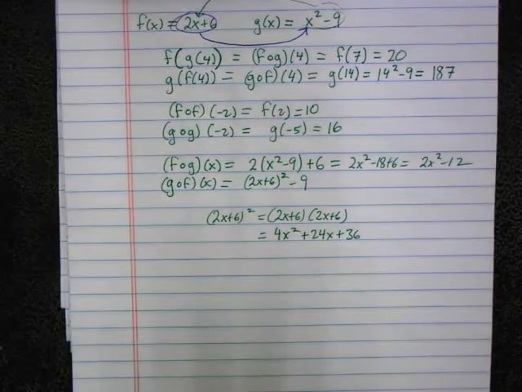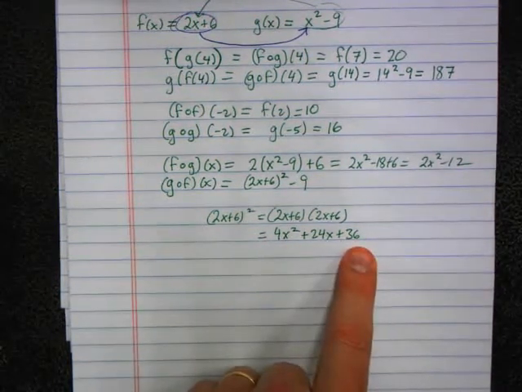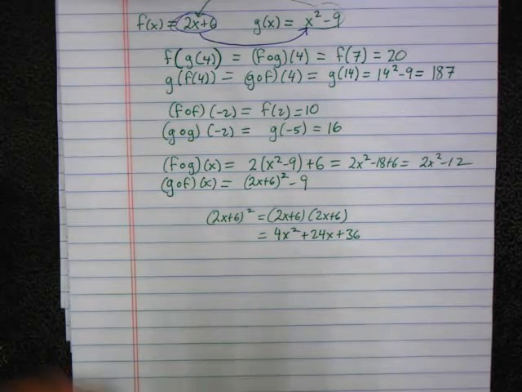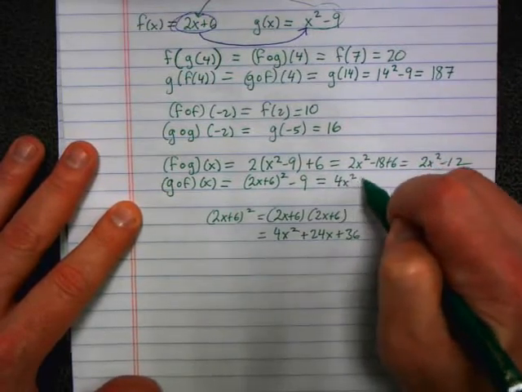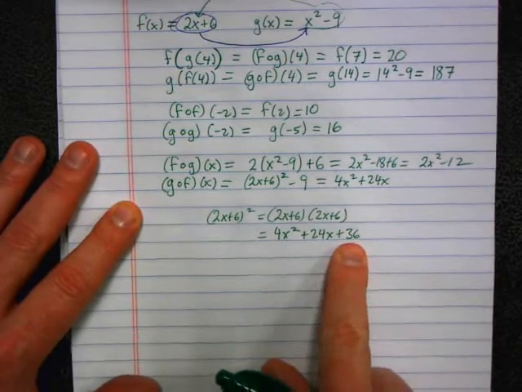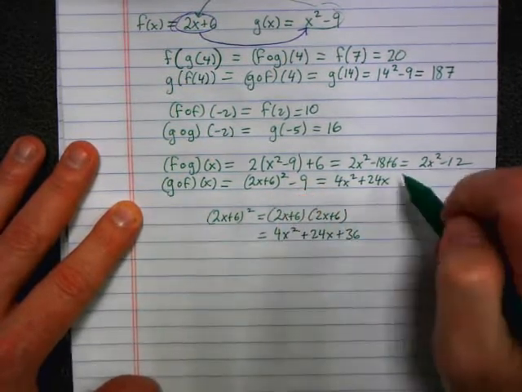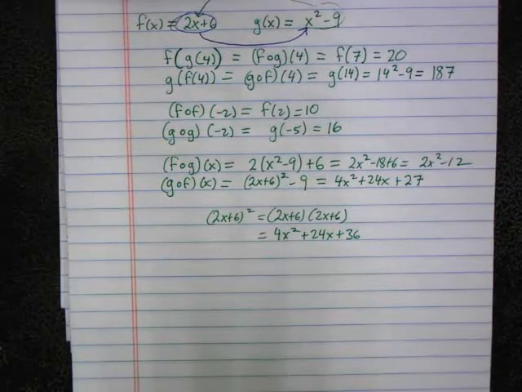And it's very, very common that people will tell me that this is 4x squared plus 36. You got to remember to do FOIL. You got to remember there's those middle terms. They don't cancel out here. All right, so final answer would be 4x squared plus 24x. And then I'm going to have this 36, and I got to subtract 9. 36 minus 9 is 27. So final answer should be 4x squared plus 24x plus 27. Questions on that?